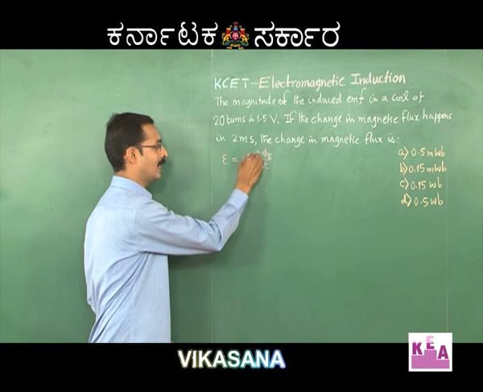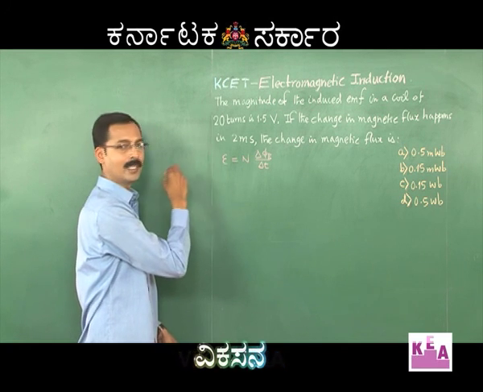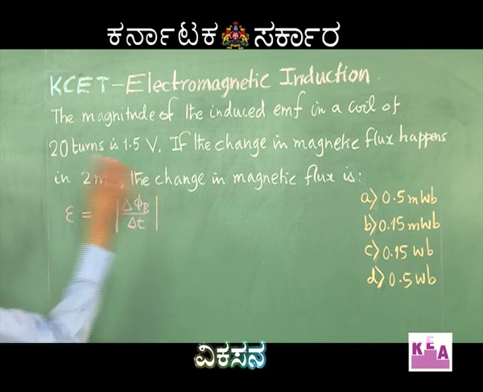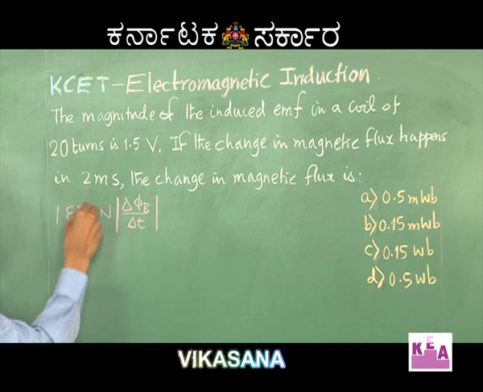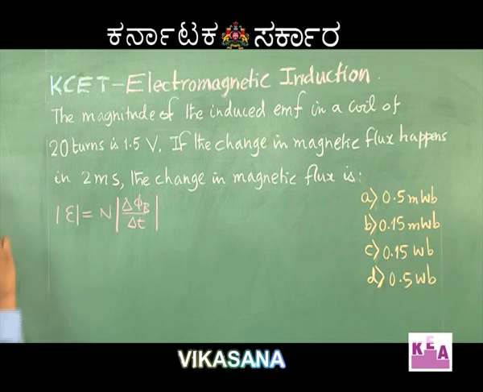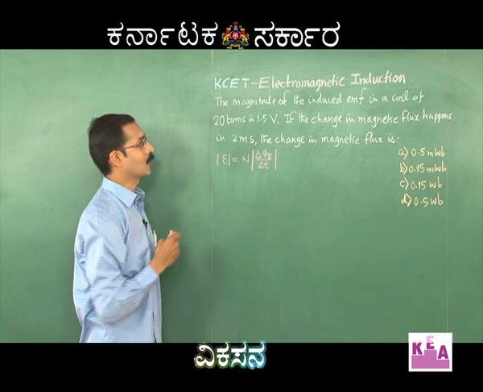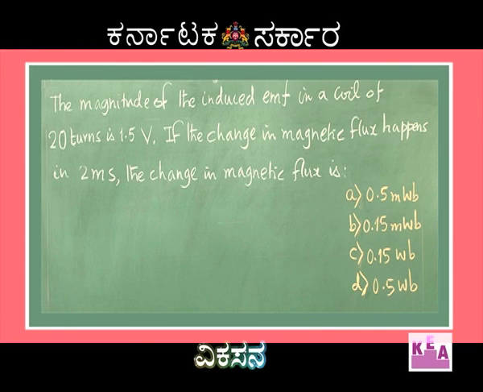If it has n turns, then induced EMF E becomes n d phi by dt. But it only tells you about the magnitude of the induced EMF. Therefore, I write mods here to indicate that this does not give you the direction of the induced EMF. Let us see the next question, which depends on Faraday's law of electromagnetic induction.